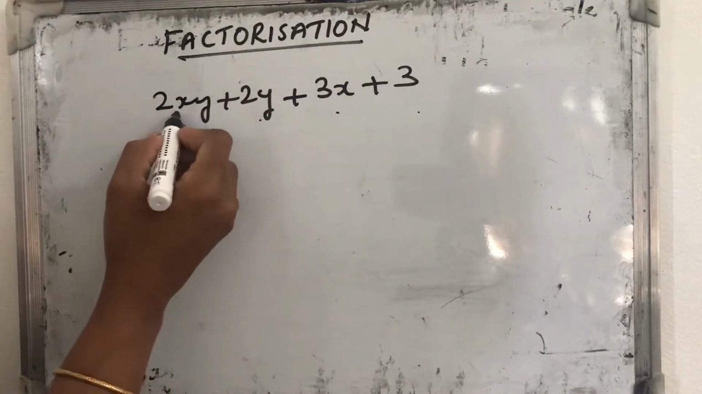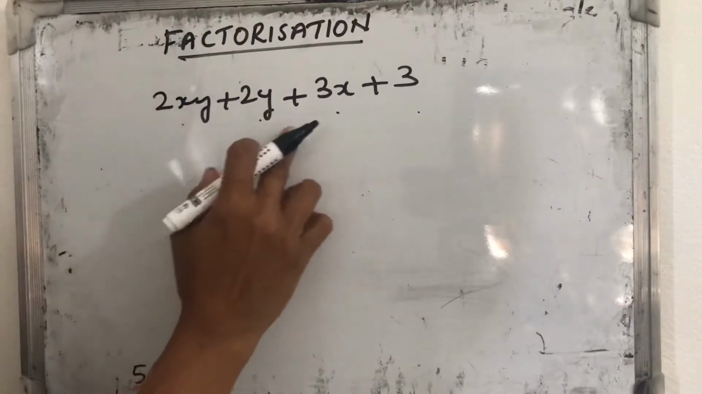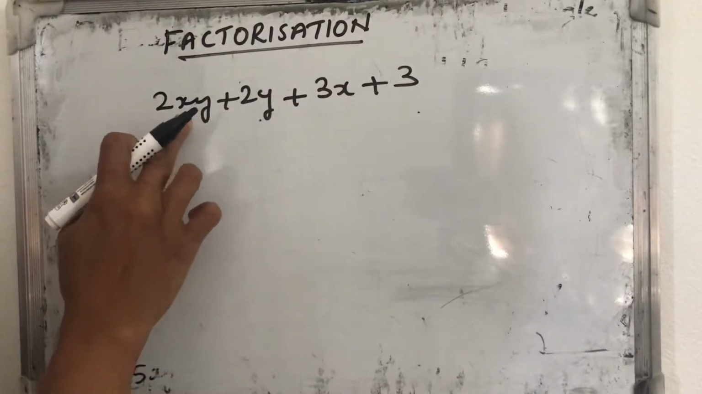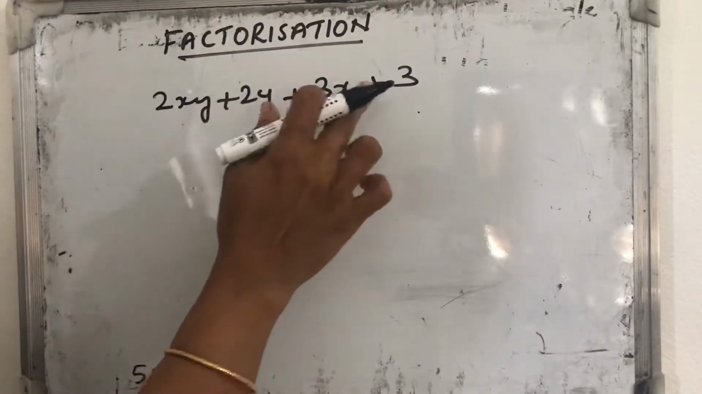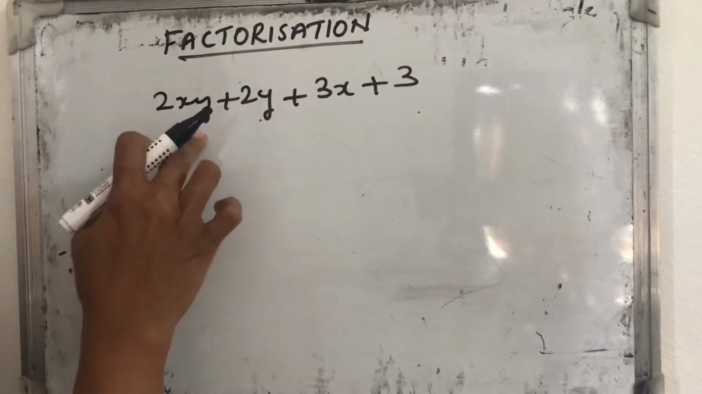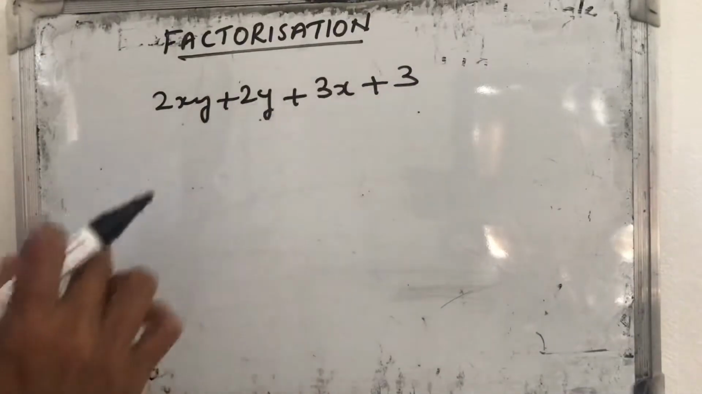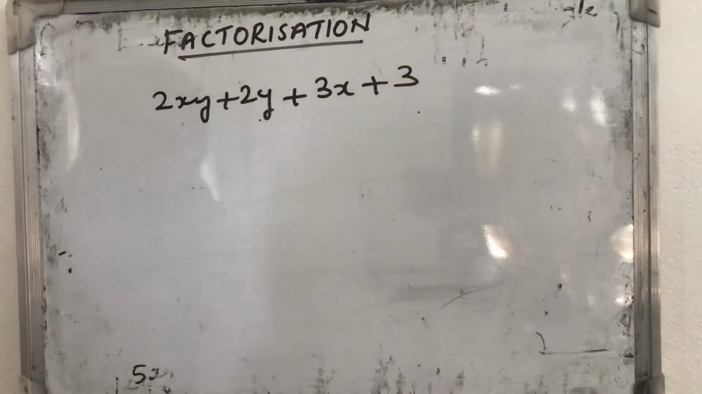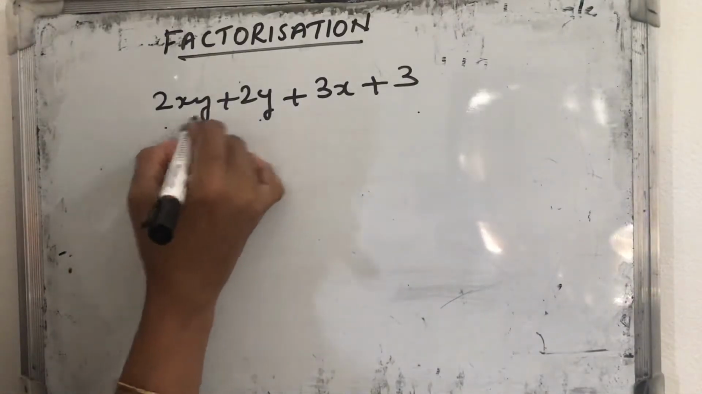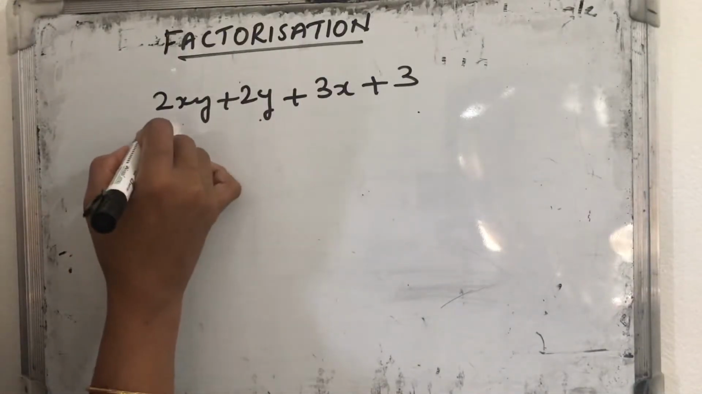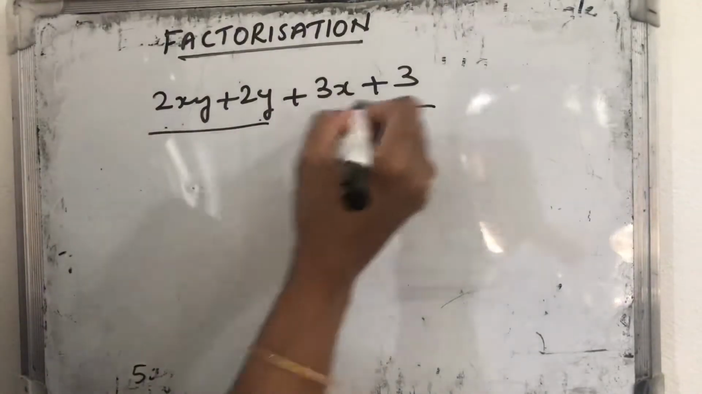Here 2xy, but 2 is not here. X is here, but no x factor is in these 2. Y also is here, but there is no y here. So in this case we can do grouping. Okay, we can regroup the given terms. First we take the first 2 terms as one group, and this as another group.